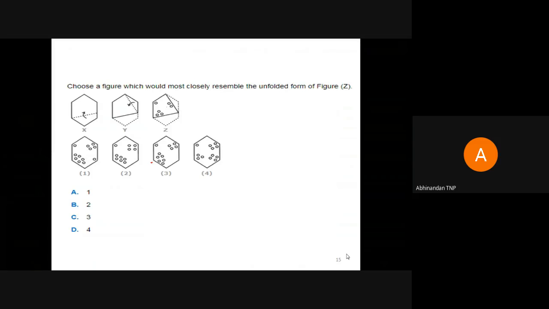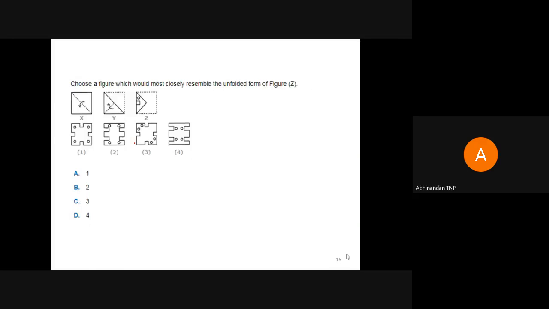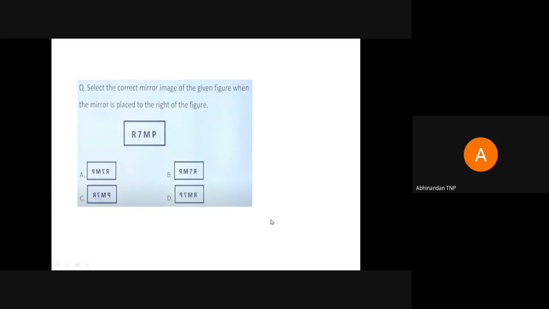Okay, go for next. Now this is one of the simple questions. You can find out the answer very easily. This is a question which was asked in one of the competitive exams. Select the correct mirror image of the given figure when the mirror is placed to the right of the figure. So this is the mirror. You can show this mirror here.